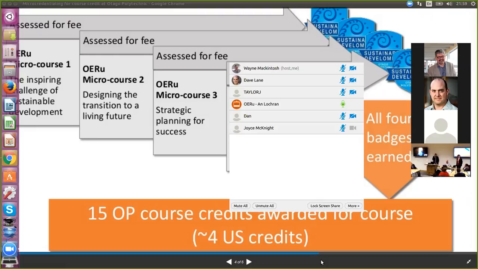But I'm also seeing potential tension, especially if we are looking at whether it's Proctor U or any other assessment service, requiring them, for example, to pay multiple assessment fees every time we bring it up in a micro course, as opposed to what might be a single assessment fee for a course that's not broken up. And I'm wondering about that discussion or the thought process.